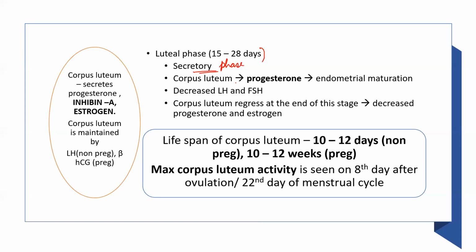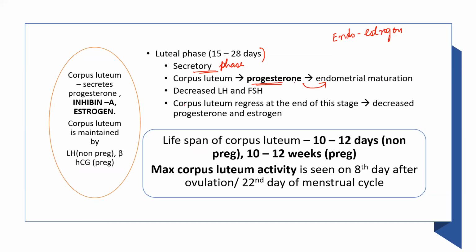Now, in the luteal phase, the corpus luteum will secrete progesterone, and this will lead to endometrial maturation. The proliferation of the endometrium is through estrogen, but endometrial maturation is due to progesterone.